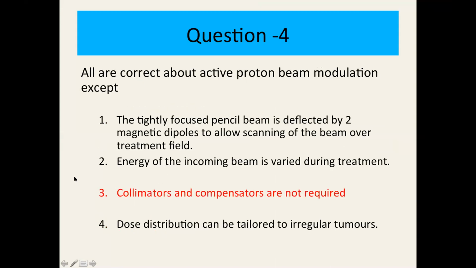All are correct about active proton beam modulation, except collimators and compensators are not required. As Sir showed in a very descriptive GIF, a moving image, the proton beam is actually a pencil beam which covers the various parts of the target. So collimators and compensators are not required. They are more required in the spread out, passive scattering proton beam. Sir, am I right here? Yes, absolutely.